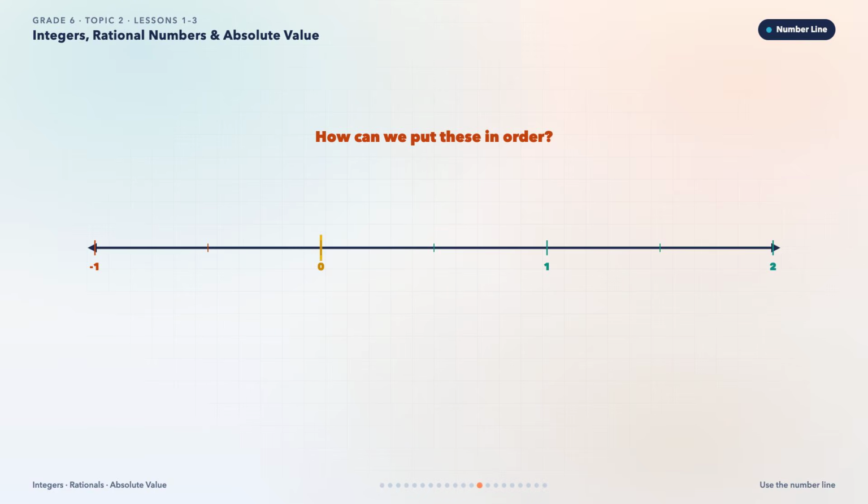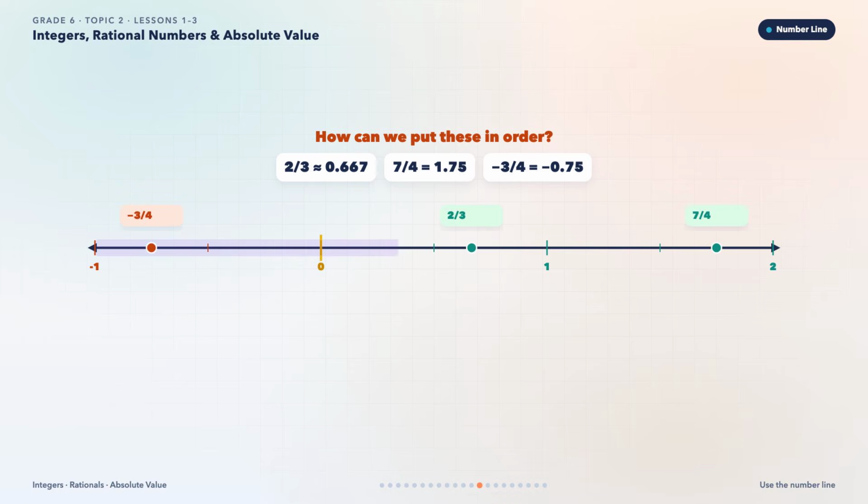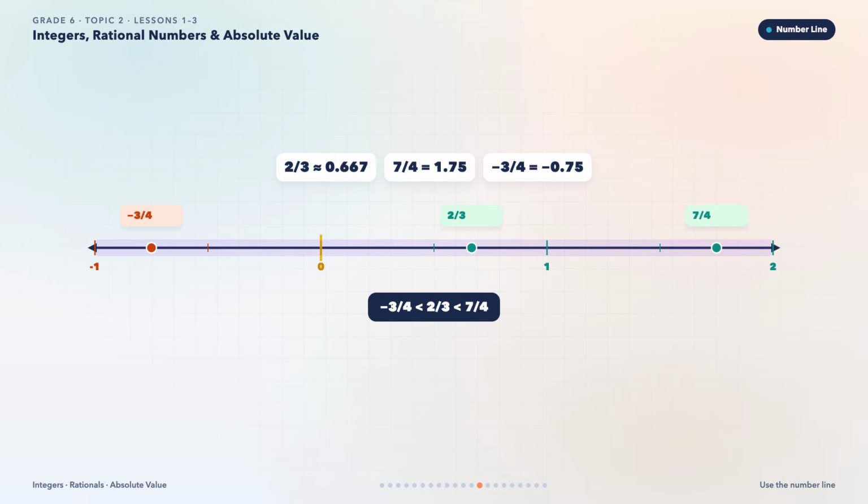How can we put 2/3, 7/4, and negative 3/4 in order? Convert them one at a time. 2/3 is about 0.667. 7/4 equals 1.75. Negative 3/4 equals negative 0.75. Drop all three onto the same number line. Sweep from left to right. Negative 3/4 is less than 2/3, which is less than 7/4. Farther left is smaller. Farther right is greater.